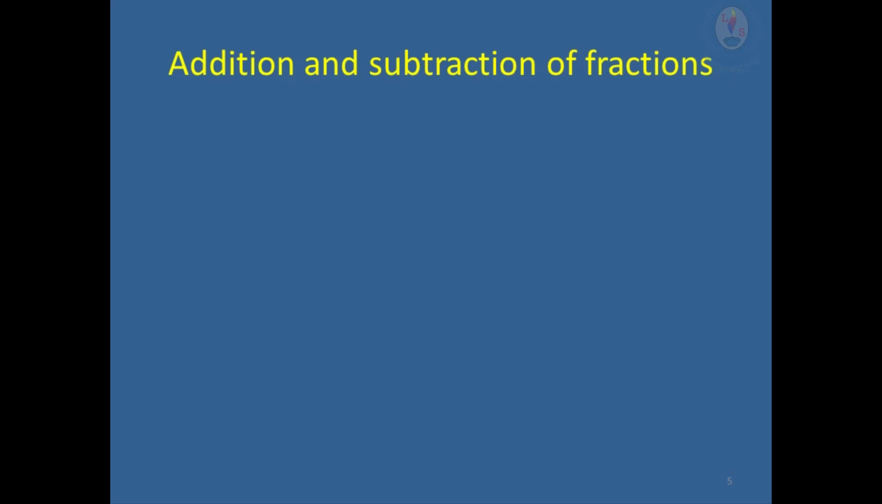Addition and subtraction of fractions. 4 over 8 plus 3 over 6 minus 1 over 24. How can we simplify this? In addition and subtraction of fractions, we have to find the common denominator. How can we find the common denominator? We have to find the lowest common multiple of these denominators. How can we find the lowest common multiple?